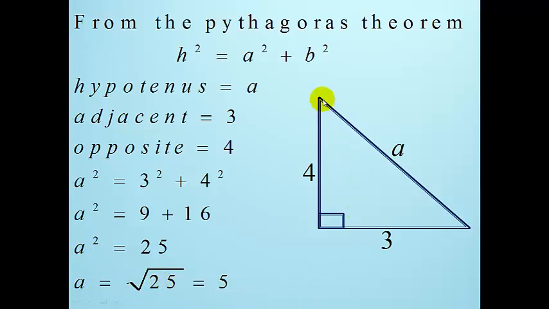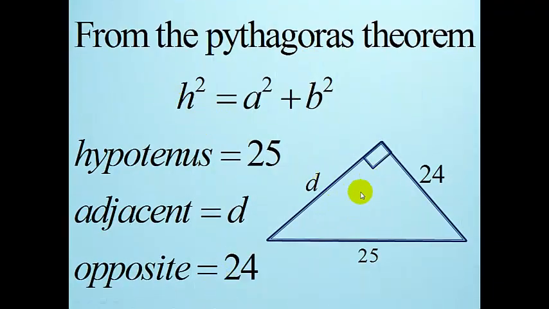That means that A is equal to 5, and you can see that 5 is greater than 4 and 3, and so it is true that the longest side is the hypotenuse. That is the side opposite to the angle 90 degrees. So A is equal to 5.